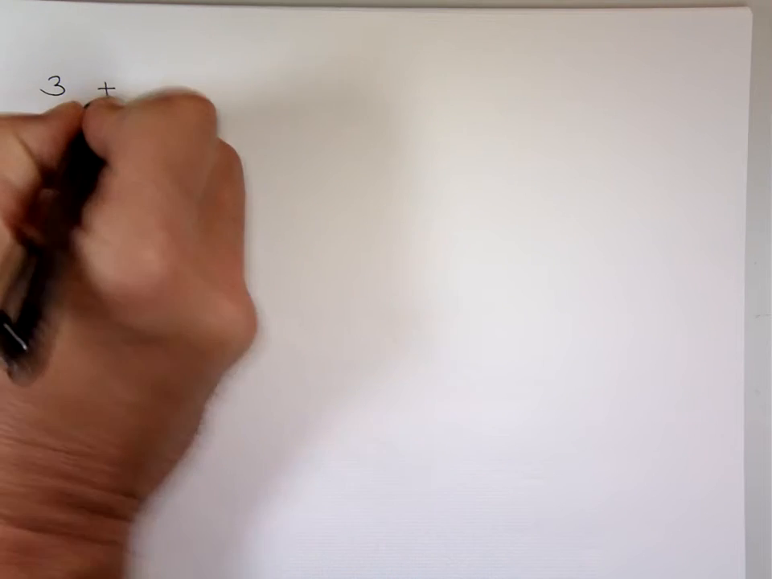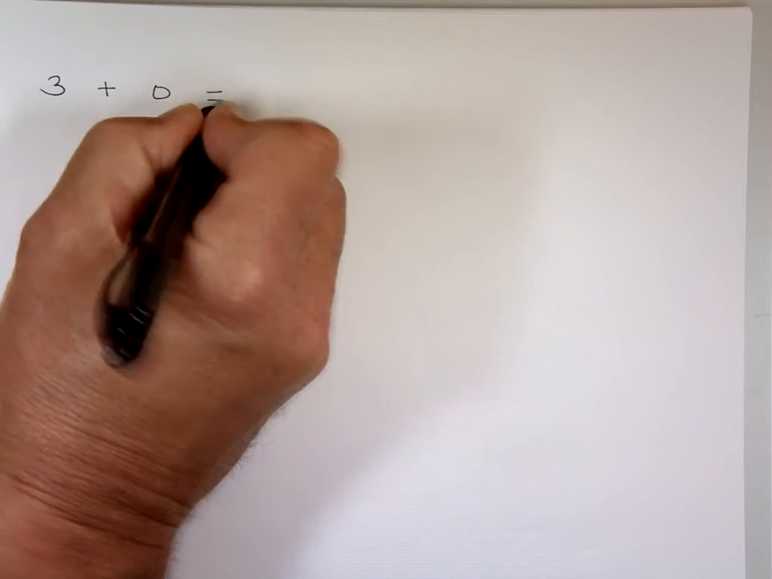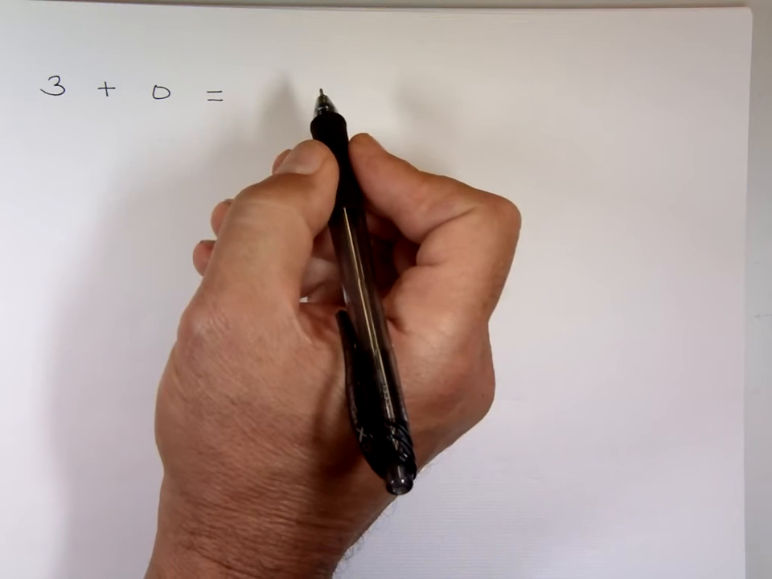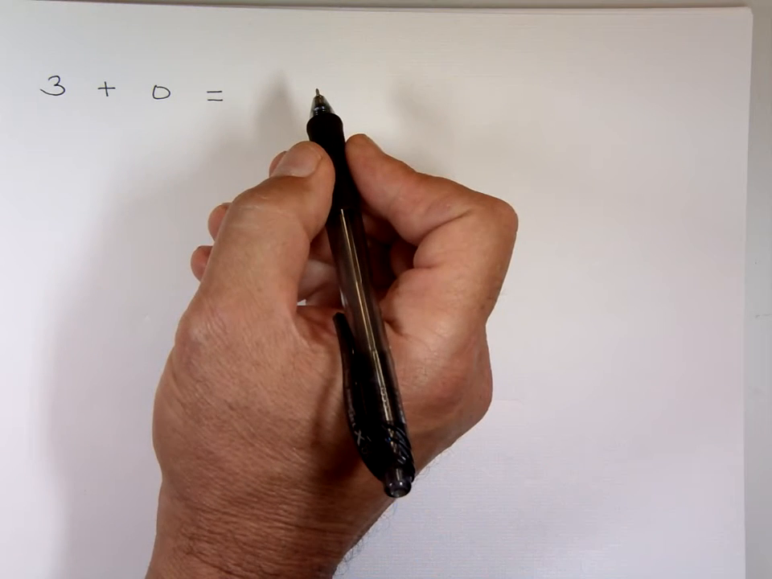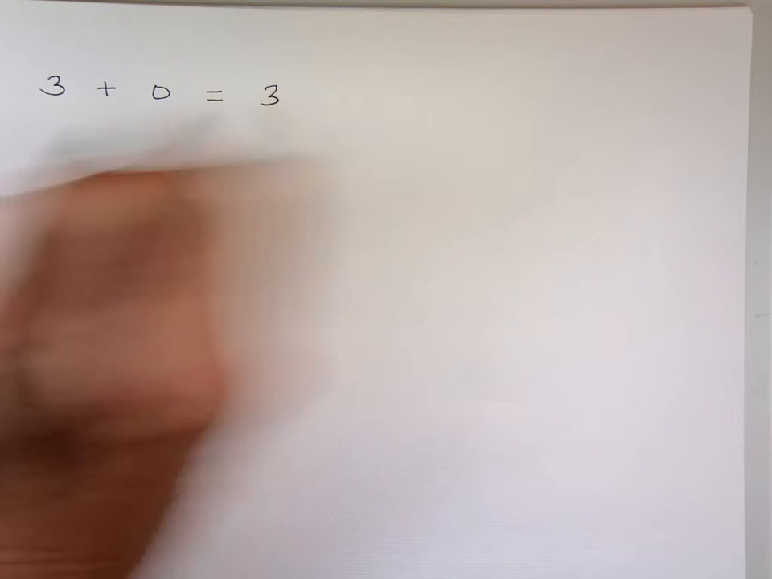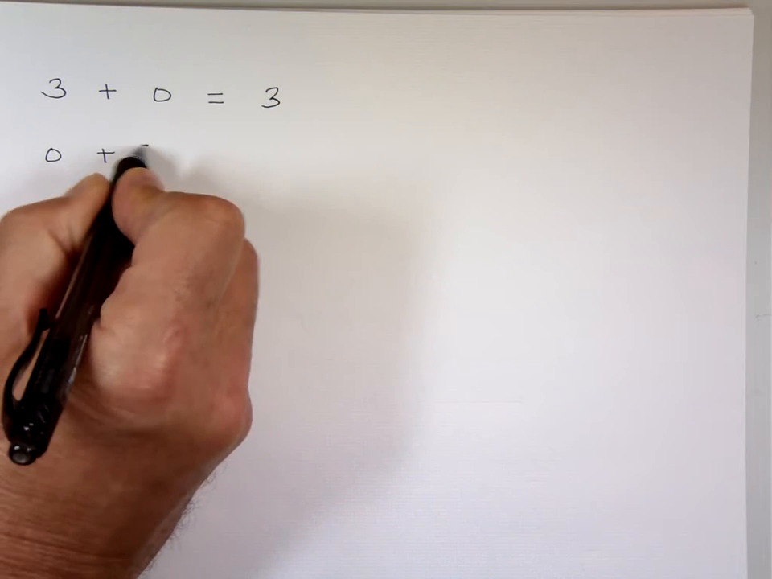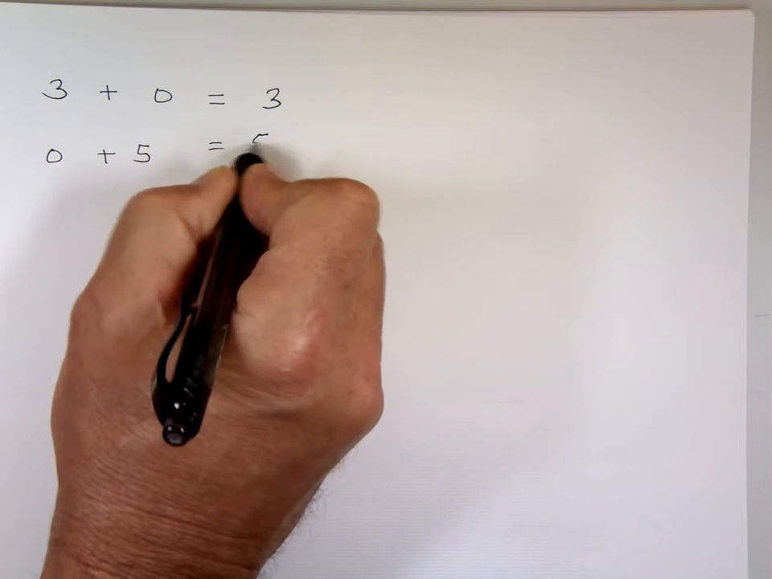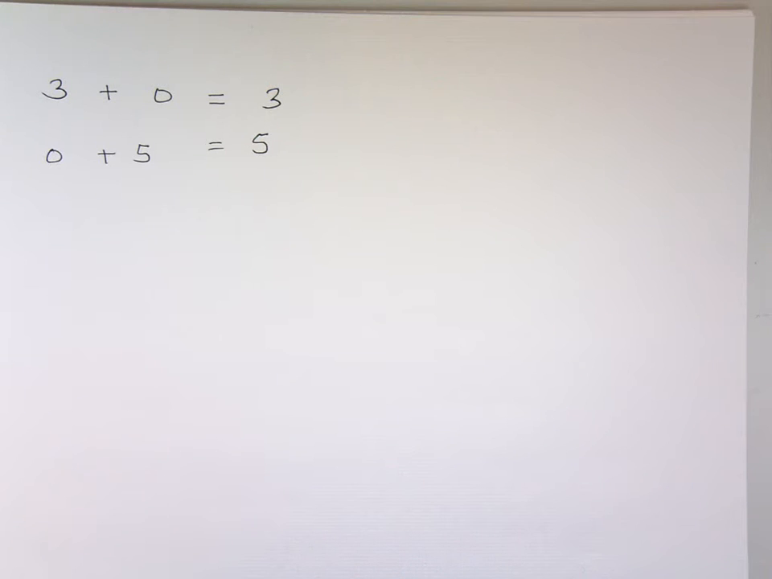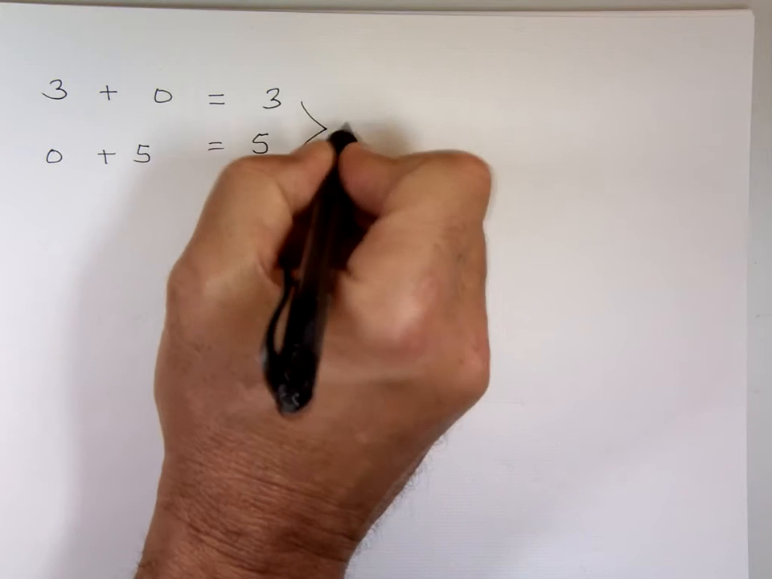But a couple of things about adding numbers you should know. If you take a number and add 0 to it, does it change its value? Yeah. What's 3 plus 0? 3. What's 0 plus 5? 5. So if you take a number and add 0 to it, it doesn't change its value, stays the same. This is known as the identity property.